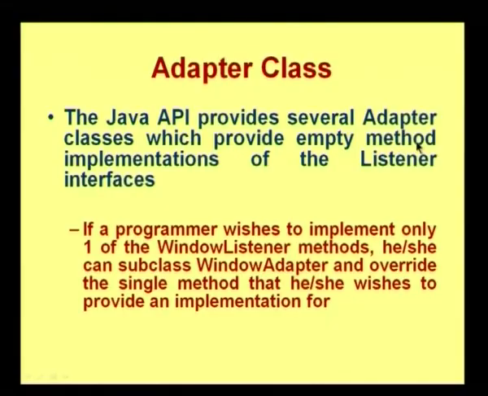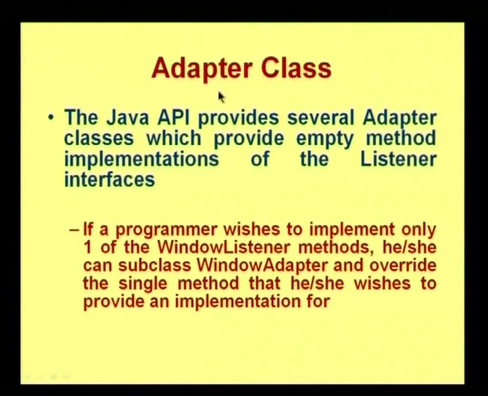So, how do we make only one particular event, or a few of the events, be invoked at a particular point of time or in a particular scenario? For that we have an option called the adapter class. The Java API provides several adapter classes which provide empty method implementations of the listener interfaces.